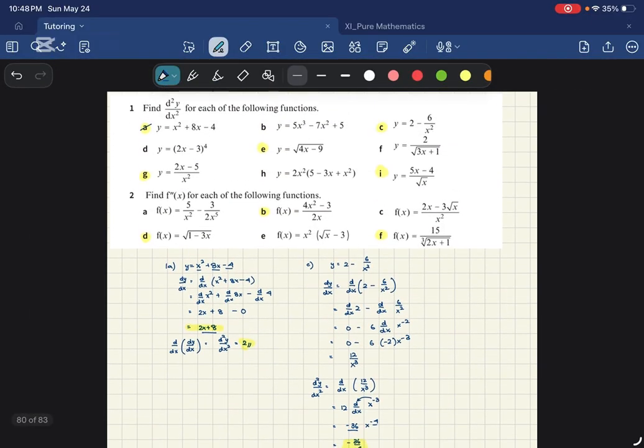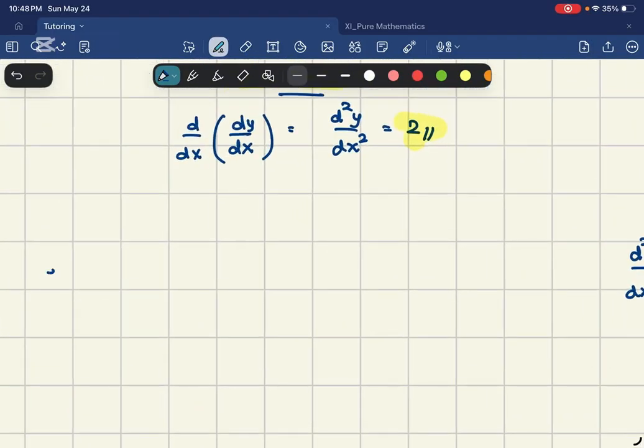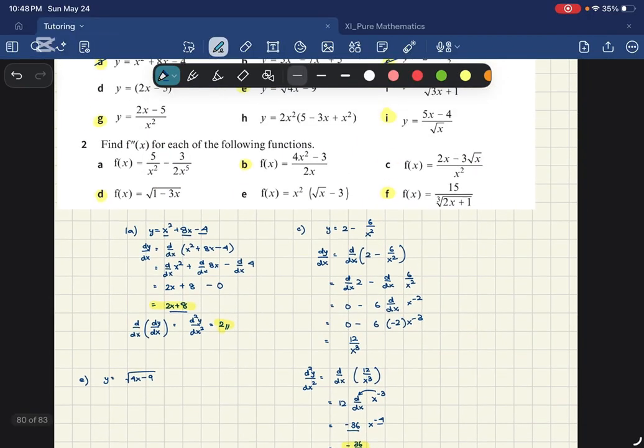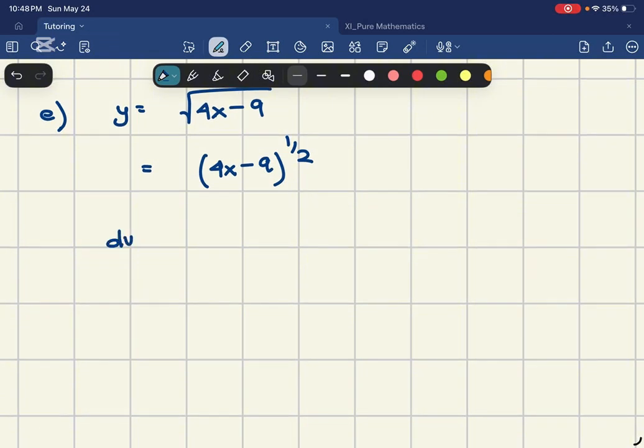Alright. And the next one is y equal to square root of 4x minus 9. Alright, so I can write this as 4x minus 9 to the half power. Now I can find dy by dx. dy by dx is, I can bring this half to the front, and then I have 4x minus 9, and half minus 1 is going to give me minus half.